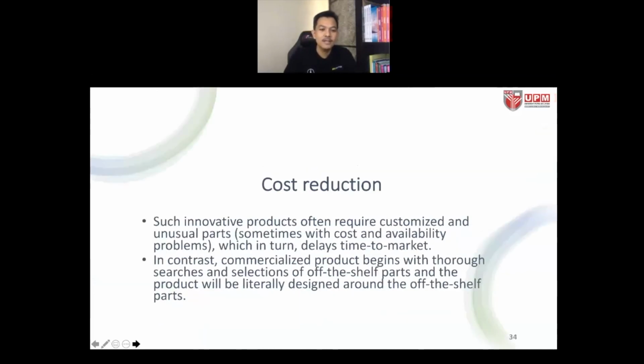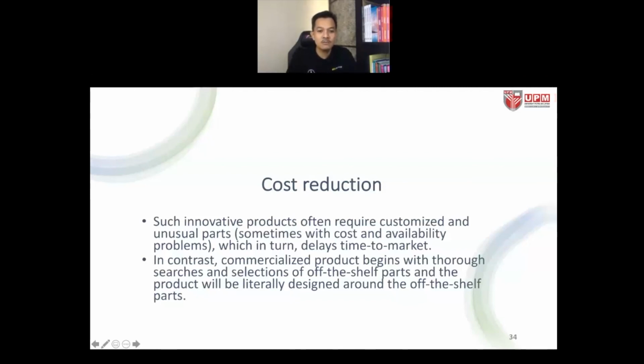Such innovative products often require customized and unusual parts, and sometimes with cost and availability problems, which in turn delay time to market. Because if you are relying on parts that are coming from overseas, let's say in the COVID-19 situation, some material cannot be imported, some parts cannot be produced by your suppliers on time, that will of course incur cost to you.